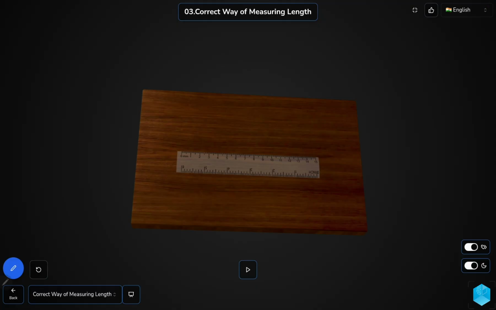So this video will help you learn how to measure the length of objects or area correctly. So let us know what the correct ways are.